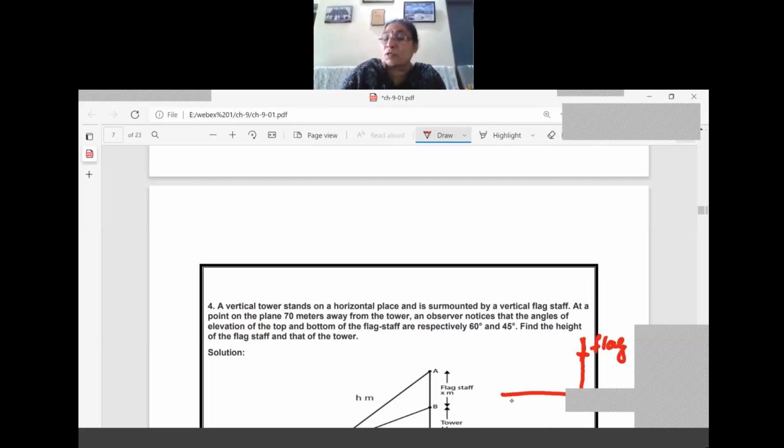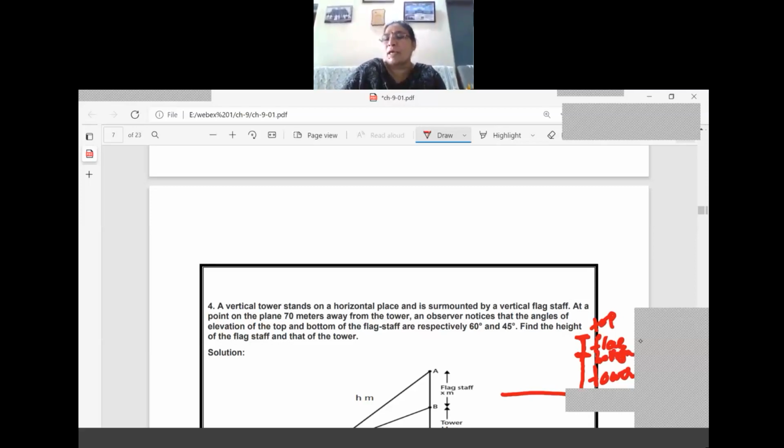There is no need of drawing the flag and all. Just a perpendicular line we have to draw. So this is our tower only. On the tower we are drawing a flag. So we are making two parts of this line. The second part is the tower, and on the tower we are making the flag only, this much only. Now this is the top of the flag and this is the bottom part, right?